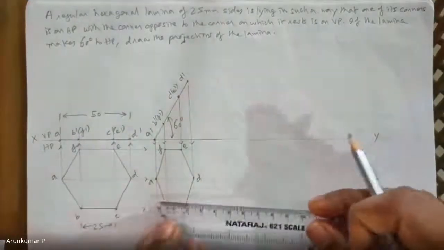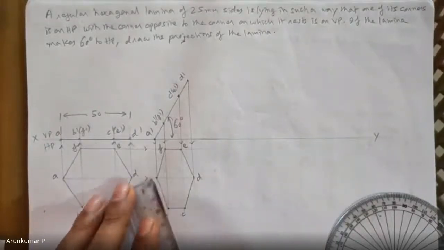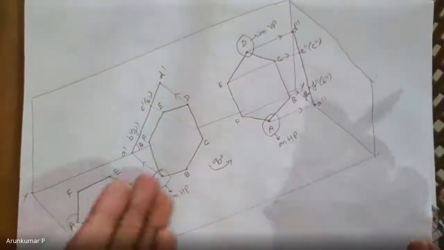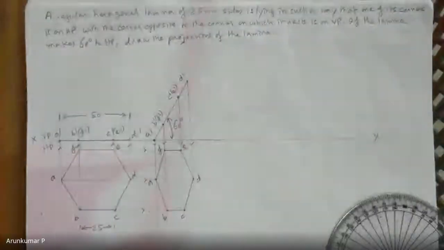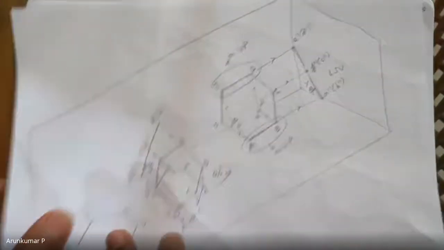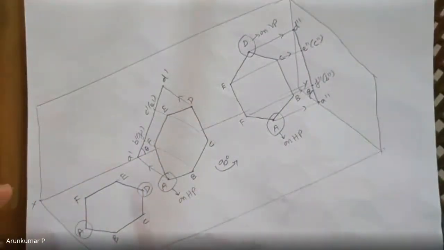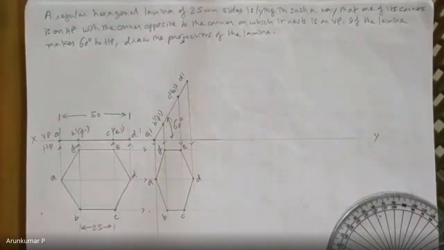You can measure and check. You can check BC, you can check AB. You can see none of them are 25 mm because none of them are parallel. In the previous case, at least you had DE and AB parallel. In this case, nothing. None of the six edges are parallel. So all the six edges are less than 25 mm in the second step top view. This is what happens when it is resting on a corner.